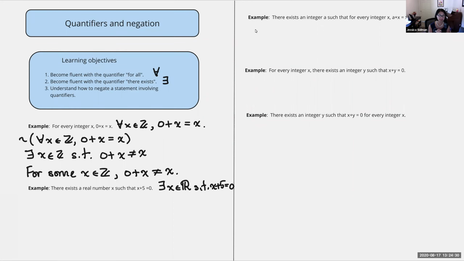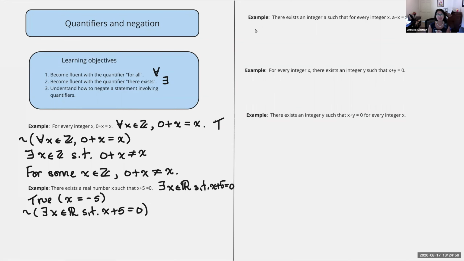So this is a true statement, just like the other one was true. We can take x equal to negative 5. What does the negation look like? So if we wanted to negate the statement, there exists a real number x such that x plus 5 equals 0.